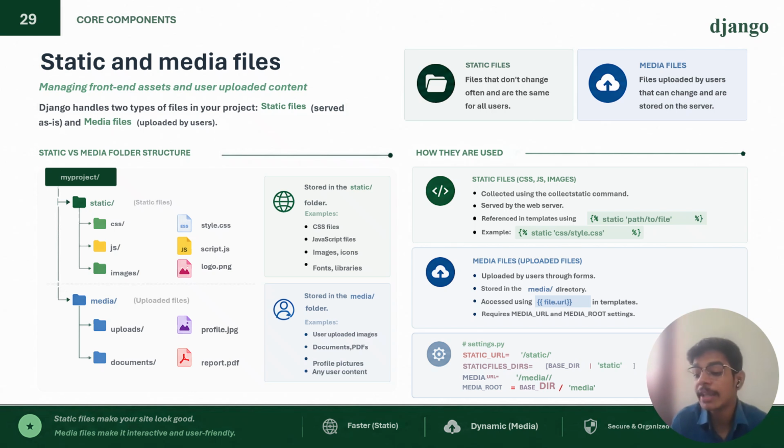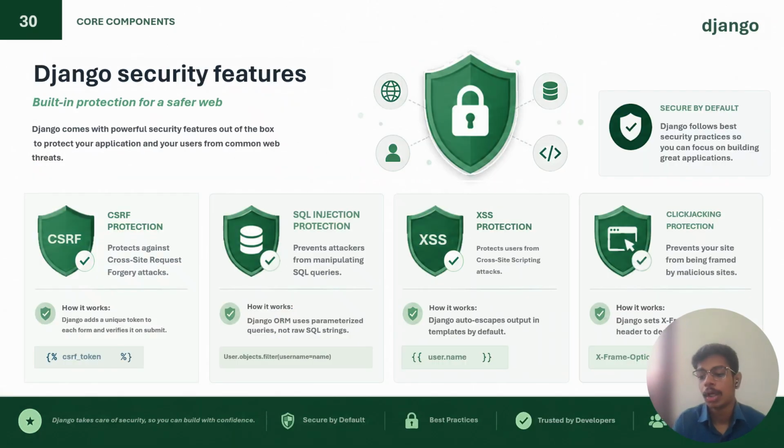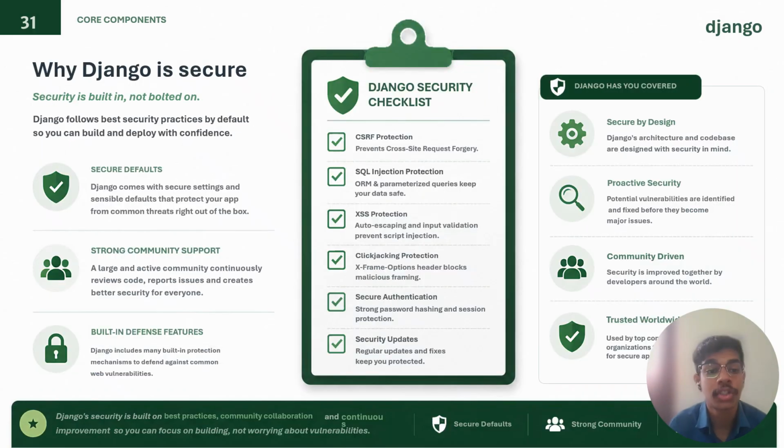Finally, let's see why Django is considered one of the most secure web frameworks. Security is one of Django's strongest advantages. The first feature is CSRF protection, which prevents unauthorized submissions. Next is SQL injection protection, which prevents attacks from manipulating the SQL queries. Next is XSS protection, to protect users from cross-site scripting attacks. And next is clickjacking protection, which prevents your site from being framed and manipulated. So why is Django secure? Security is built in and not bolted on.